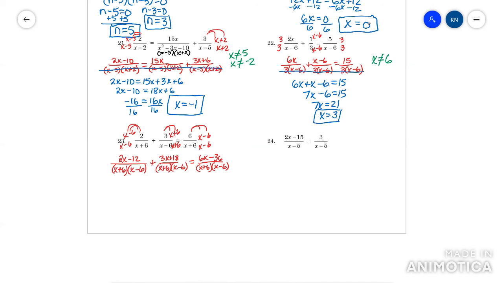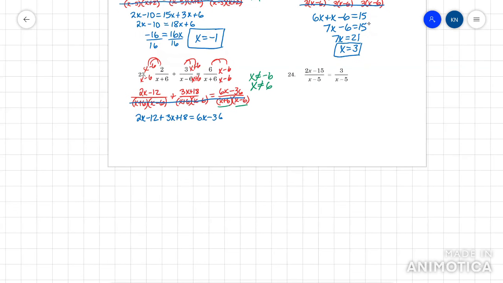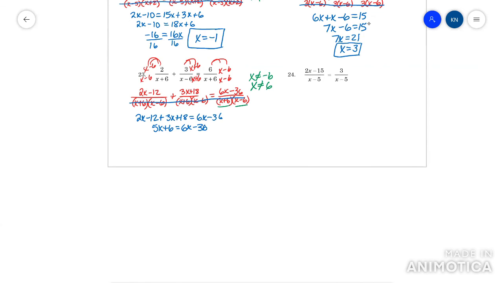All right, this denominator is telling you that x cannot be negative 6 or positive 6. So if we get those answers, they get tossed. Now, ignore the denominator, go solve the numerator. So it's going to look like this. 2x minus 12 plus 3x plus 18 equals 6x minus 36. Combine like terms on the left side, you get 5x plus 6 equals 6x minus 36. Get your x's on one side, numbers on the other. You'll end up with 42 equals 1x. That would be my answer.